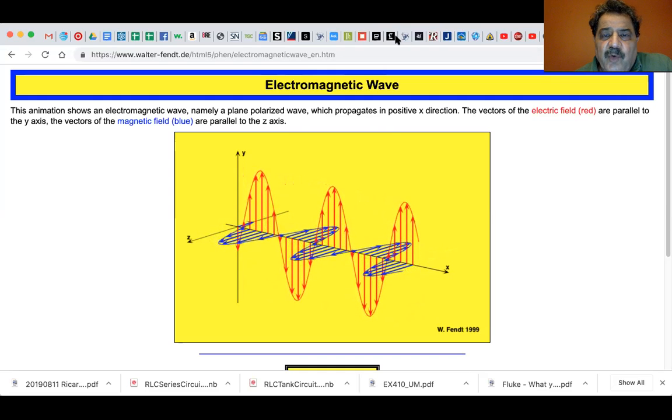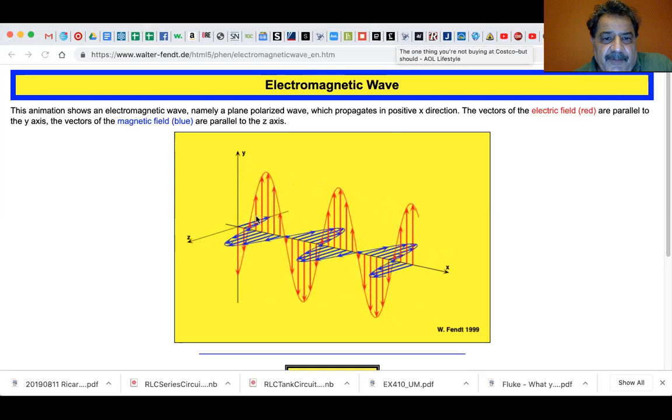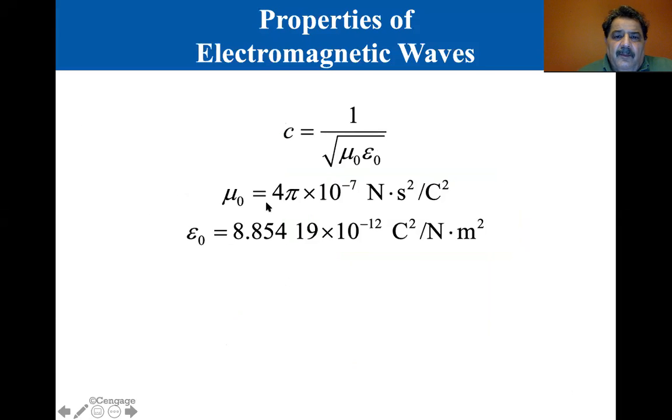Now we're going to move on to properties of electromagnetic waves. And Maxwell found this relationship also. We've studied both mu sub zero and epsilon sub zero. The mu sub zero being the permeability of a vacuum, and epsilon sub zero is the permittivity of free space.